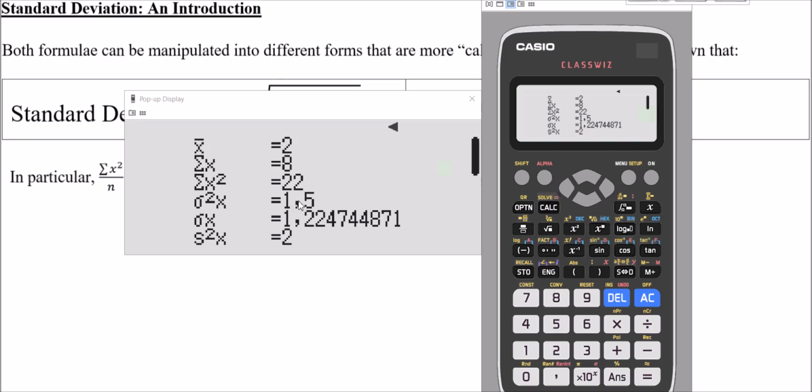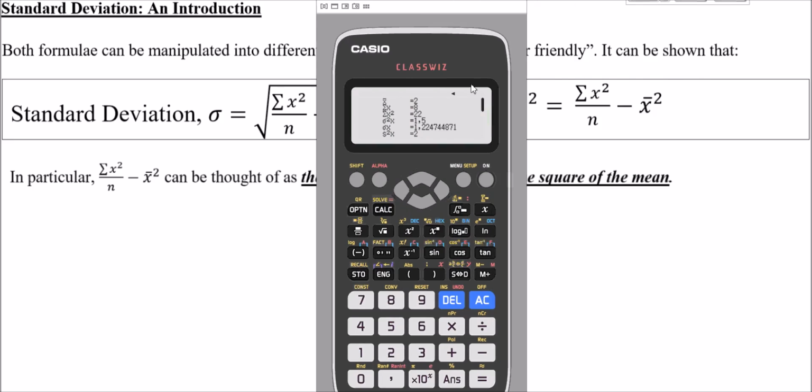which is what we did have doing it manually. In these next examples, I'm going to show you how you can do this manually, but ultimately the end goal is to get yourself comfortable and efficient doing these and checking them with the ClassWiz. So without further ado, let's have a look at some worked examples.